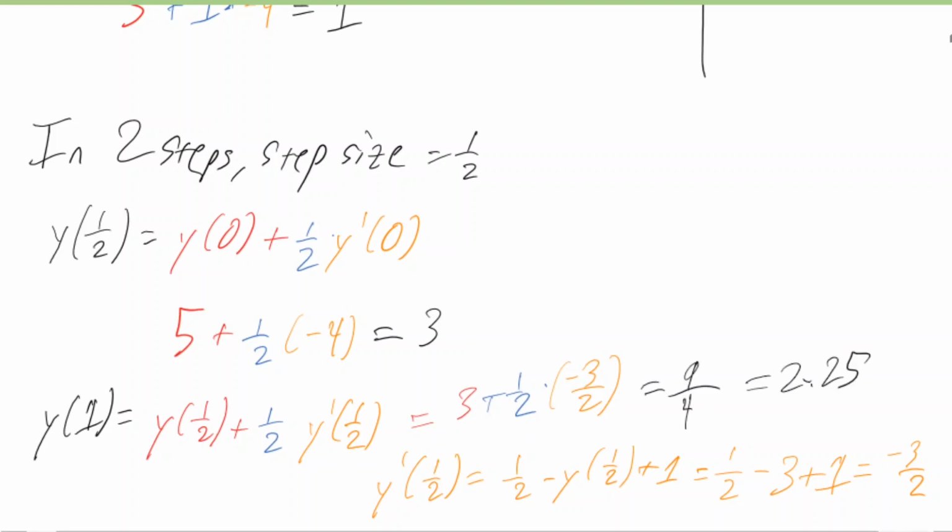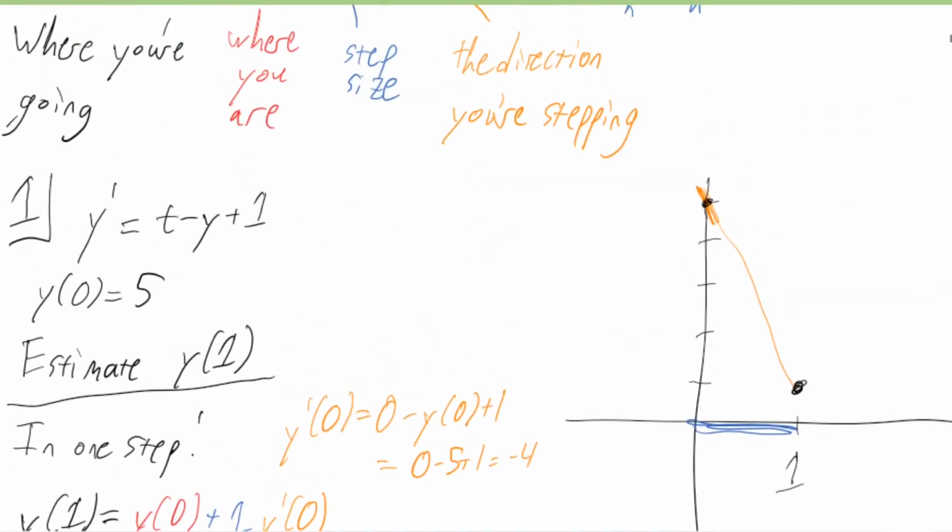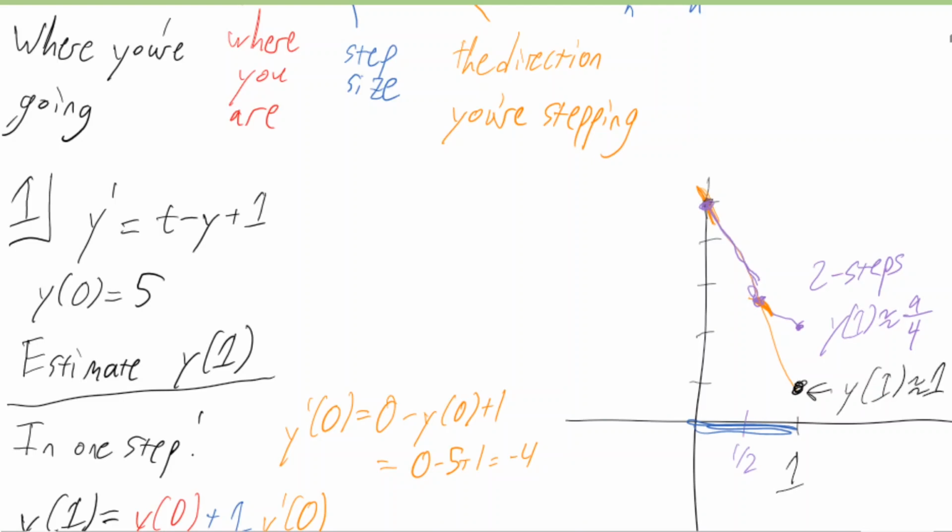Now if we go back to the graph and this time look at what happens in 2 steps in purple. First, we're going from 0 to 1/2, and then we're adjusting our slope based off of the differential equation, and then we're getting a new slope and using Euler's method again to approximate y of 1. So we get y of 1 equals 9/4 this time, which is different from our first estimation, where we had y of 1 equals 1.